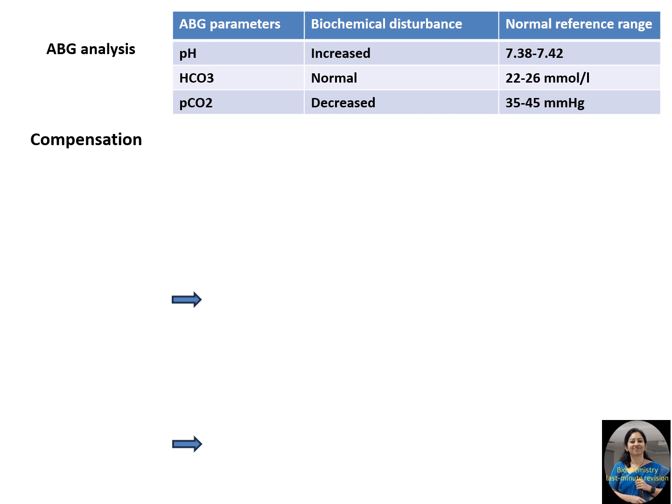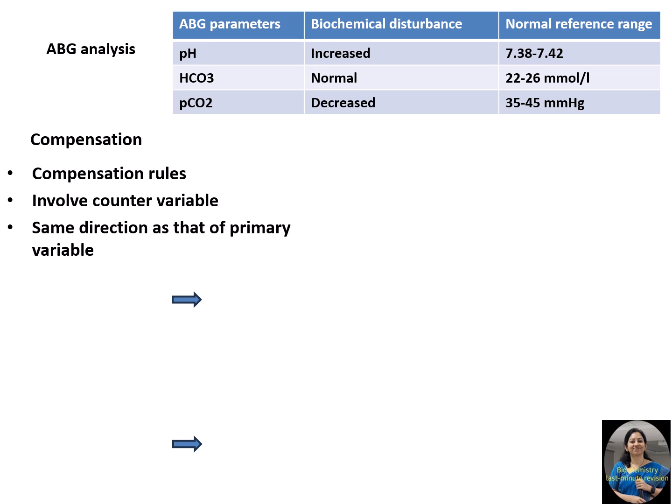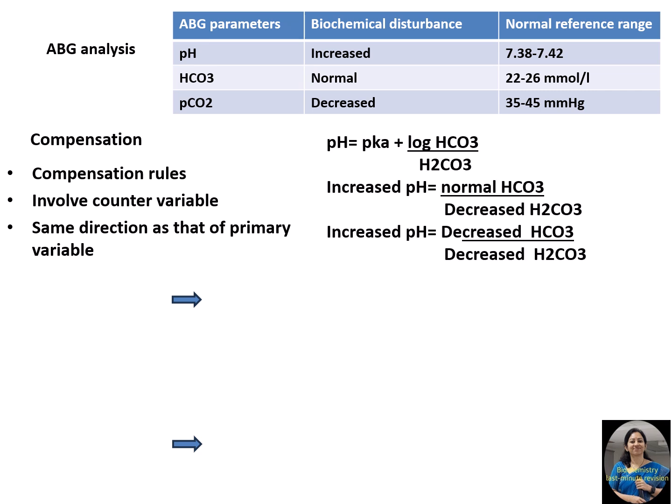Now let's consider the ABG analysis part. In respiratory alkalosis, pH is increased because it is alkalosis. The metabolic component, that is bicarbonate, is normal, and the partial pressure of carbon dioxide is decreased here. Now how is this respiratory alkalosis compensated? Let's understand the compensation rules. It always involves a counter variable, but in the same direction as that of the primary variable. Consider the Henderson-Hasselbalch equation, which states that pH is equal to pK plus log of bicarbonate by carbonic acid. In respiratory alkalosis, pH is increased, the metabolic component bicarbonate is normal, and the carbonic acid is decreased.